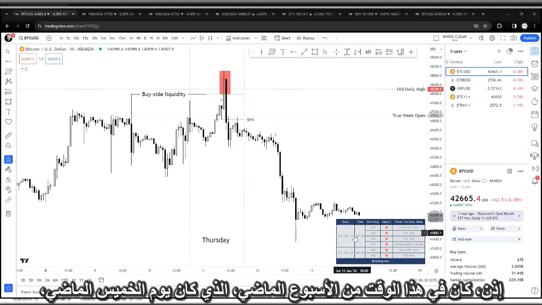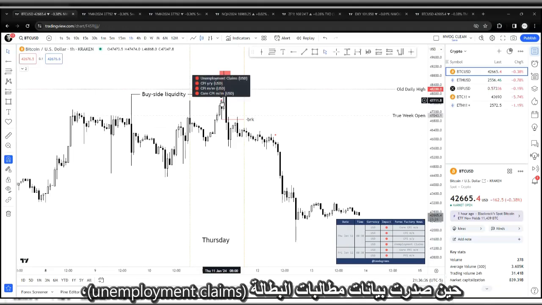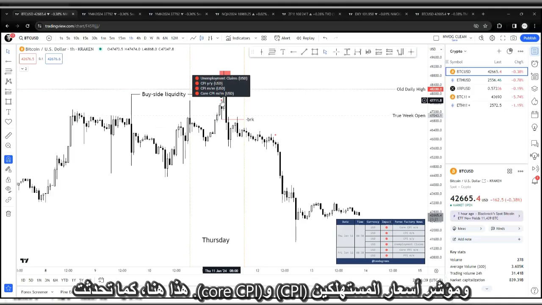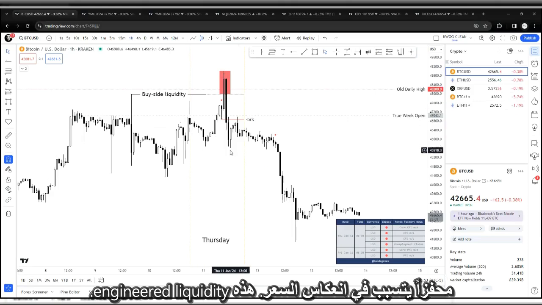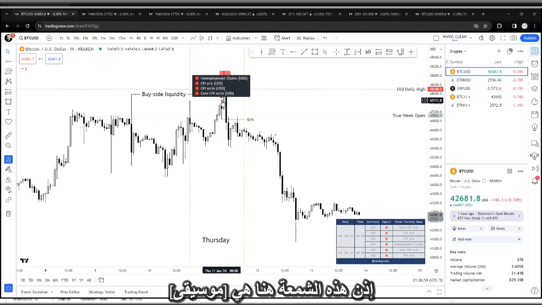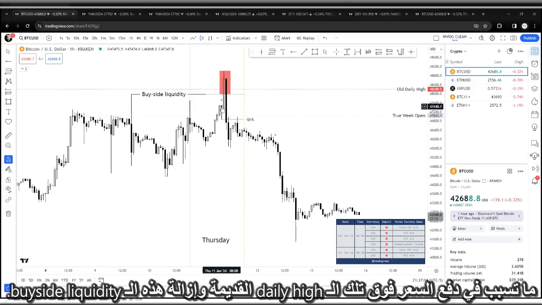So it was at this time last week, which was last week Thursday, which we had unemployment claims, CPI, and core CPI releasing. This right here, as I talked about the past Sunday, would be a catalyst which would cause price to reverse. This is engineered liquidity. So this candle right here is what caused price to push above that old daily high and clear this buy side liquidity.